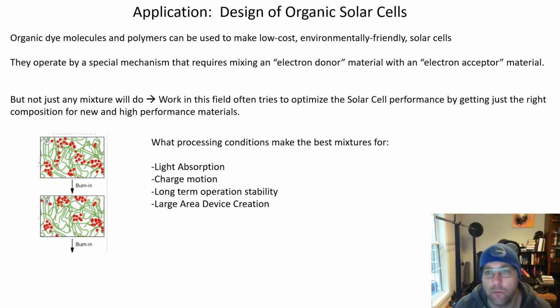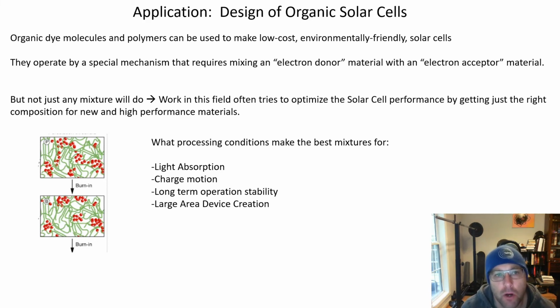So an application that's really important to me and to a lot of people at NC State is the design of organic solar cells. Organic solar cells are where we use brightly colored organic dye molecules and polymers to make relatively low cost and relatively environmentally friendly solar cells. And they're really interesting. There's a lot to say about them.